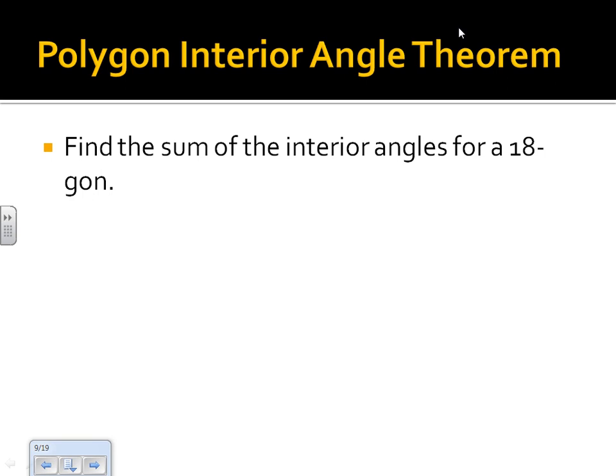All right, a little bit harder. Not much harder. Find the sum of the interior angles for an 18-gon. Luis, what is my n going to equal here? 18? Let me just plug in.